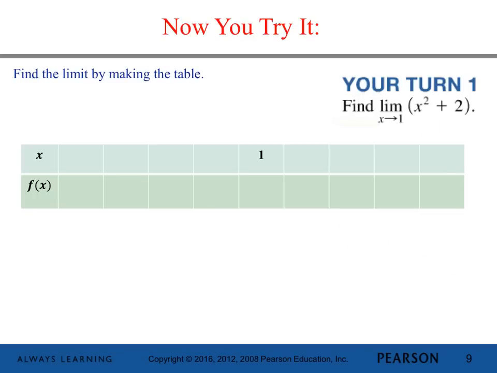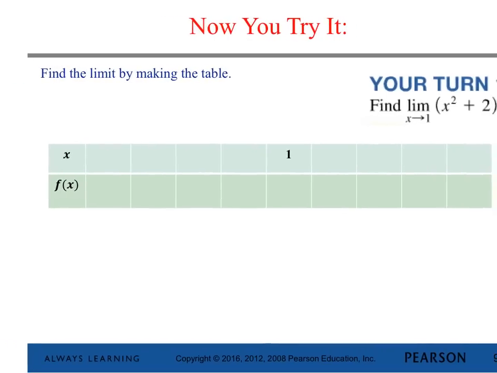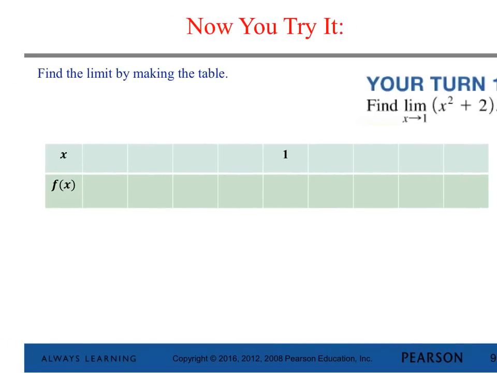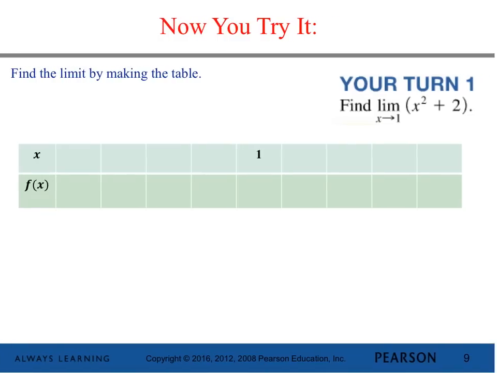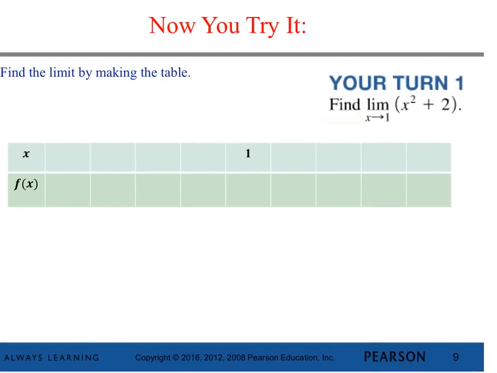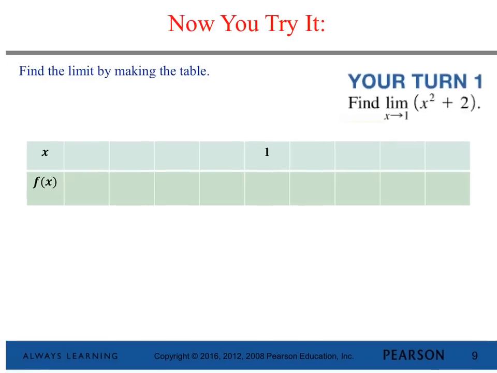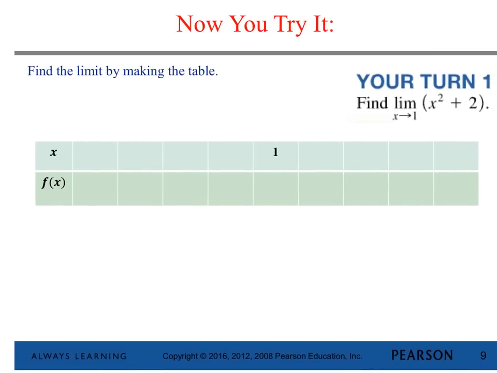Now, this is your turn. What I want you to do is find the limit as x approaches 1 of x squared plus 2, and do that by building this table in your notes. So I want you to pause the video for a minute, and get your calculator. I'm going to give you a little instruction on this one to make sure that you're doing what I expect you to.